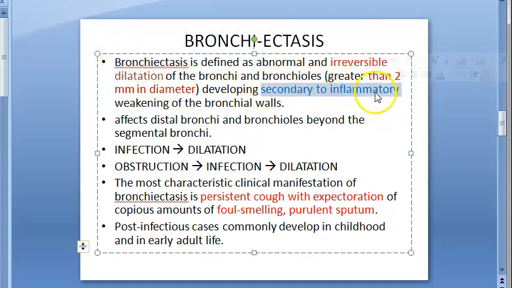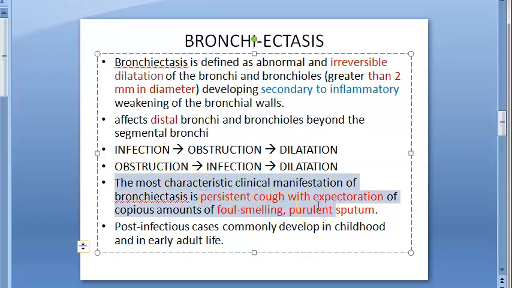This can be secondary to inflammation. If there is an infection, it can lead to dilatation. If there is an obstruction, that obstruction can lead to infection, which can lead to dilatation. So we are in chronic obstructive pulmonary disease. Infection can lead to obstruction, and obstruction can lead to infection, and finally there is dilatation. Here the distal bronchioles are affected.